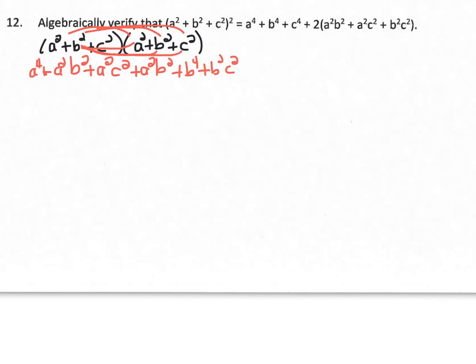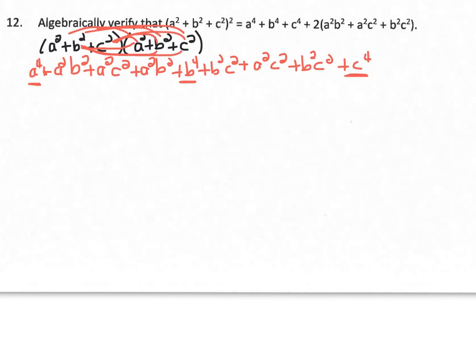Okay, now let's distribute the c squared to all terms. So c squared times a squared, again, write it alphabetically as a squared c squared. C squared times b squared is b squared c squared. And then c squared times c squared is c to the 4th. Okay, so now we want to combine like terms. Now, if you notice that this a to the 4th, this b to the 4th, and this c to the 4th, they can't combine with anything.